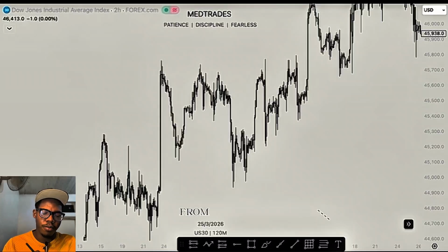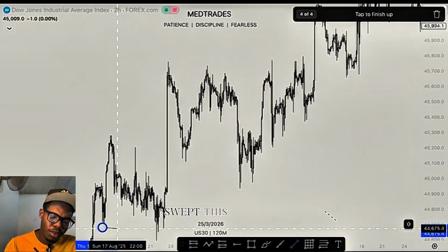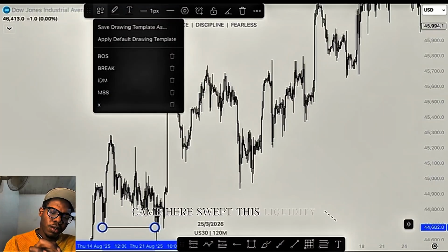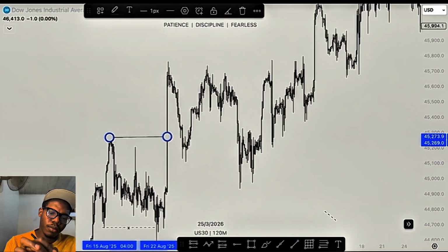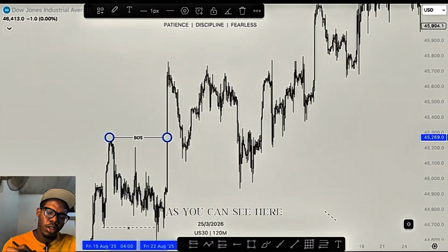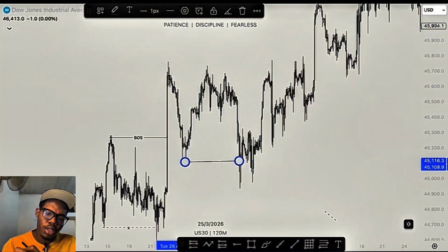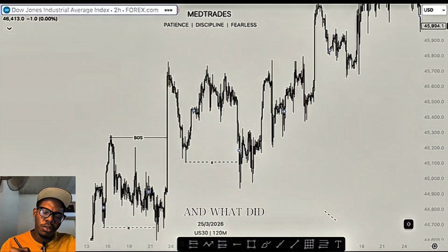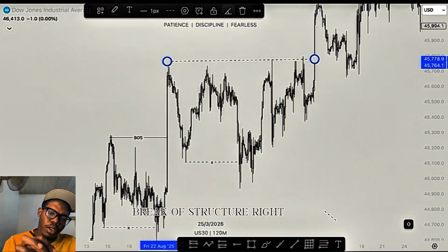Now starting from this area here, what can we say? Spot out this liquidity. Price came here and swept this liquidity right here. As you can see, when the price came here and swept this liquidity, it came up and formed a break of structure. Price came here and took out this liquidity, and what did it do? It came into this zone here and formed a break of structure right here.